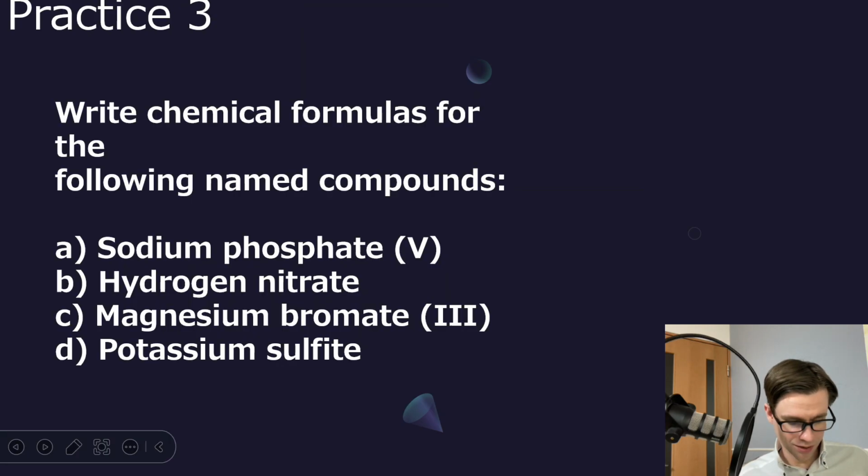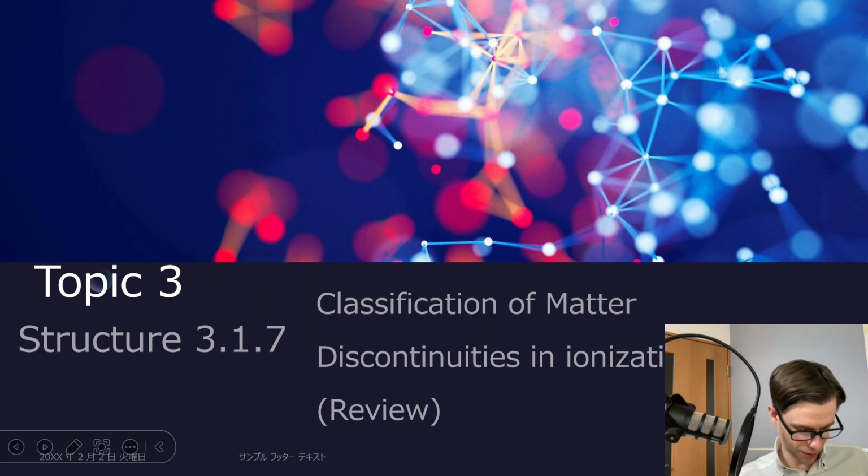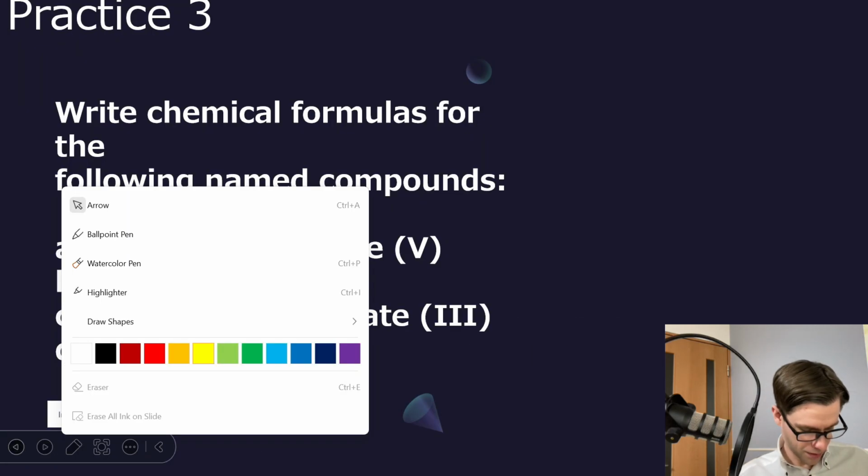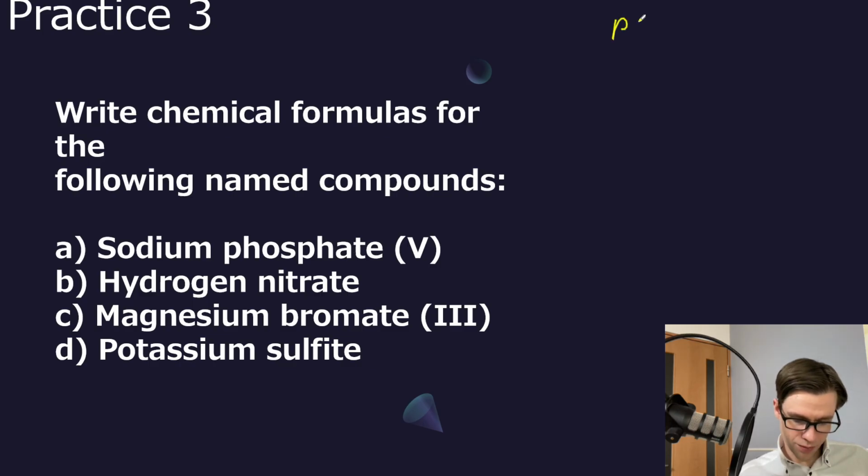So final practice then, we can do some of these. Write the chemical formula for the following named compounds. Sodium phosphate. So I've just showed on one of the previous slides that phosphate is PO4 3-. The phosphorus in this is +5. We solved that on a previous slide, I'm sure.